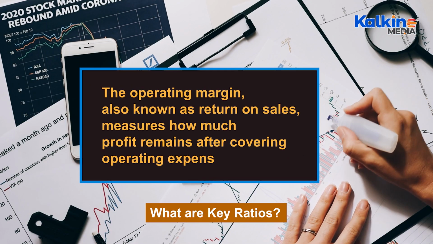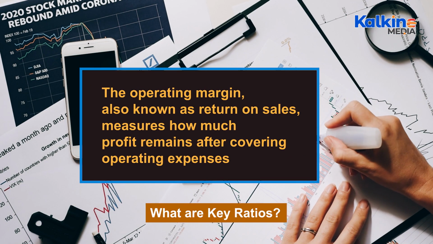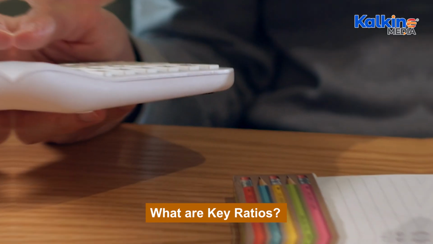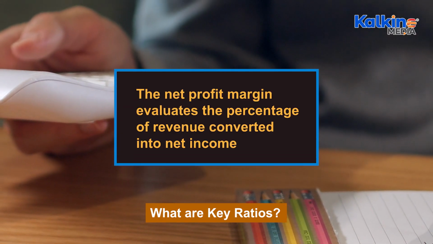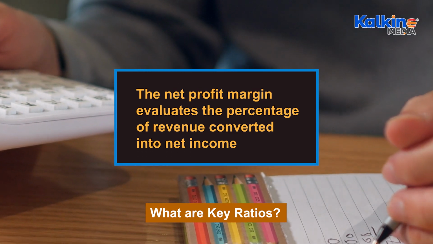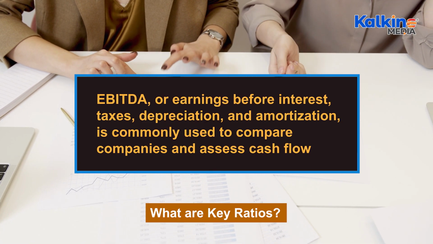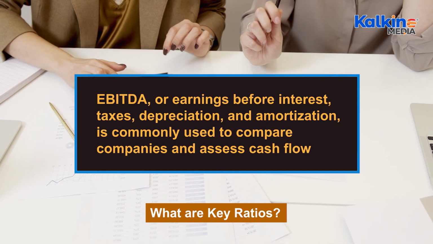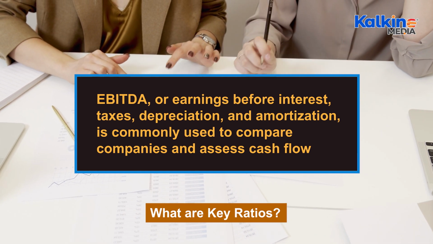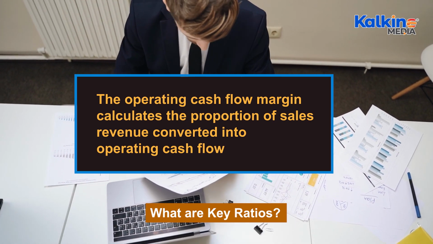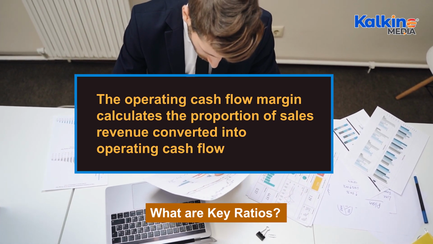The operating margin, also known as return on sales, measures how much profit remains after covering operating expenses. The net profit margin evaluates the percentage of revenue converted into net income. EBITDA, or earnings before interest, taxes, depreciation, and amortization, is commonly used to compare companies and assess cash flow. The operating cash flow margin calculates the proportion of sales revenue converted into operating cash flow.